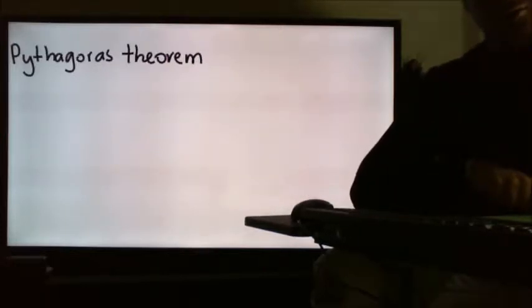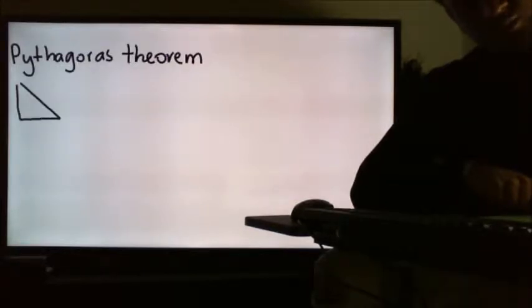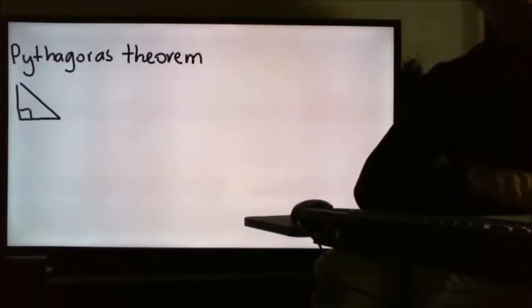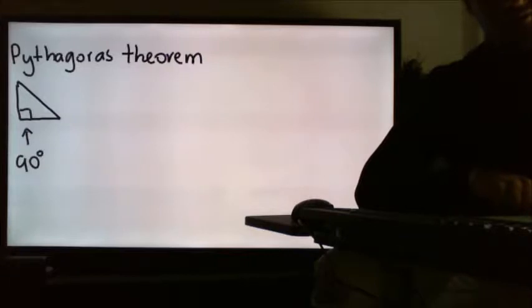Now, before we go through Pythagoras Theorem, it's very important to understand that Pythagoras Theorem only works for right-angled triangles. What does that mean? A right-angled triangle is indicated like that. What does that little box in the corner there mean? That little box in the corner means that that's a 90-degree angle. So that indicates that that's a right-angled triangle. Very important to note, we can only use Pythagoras Theorem for right-angled triangles.